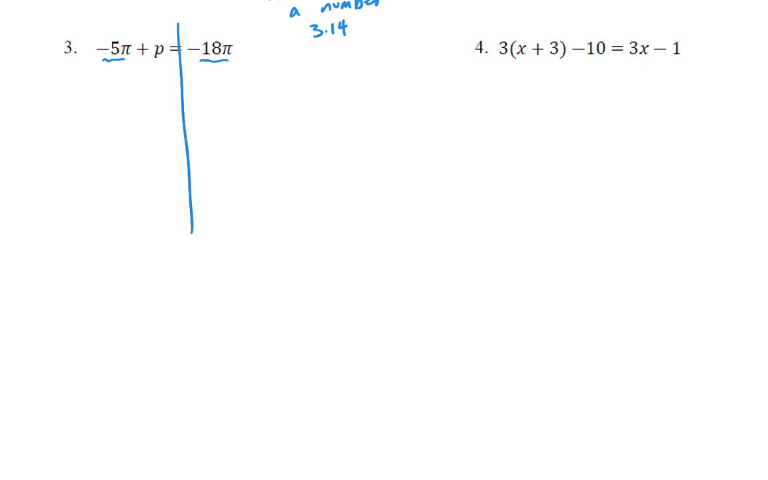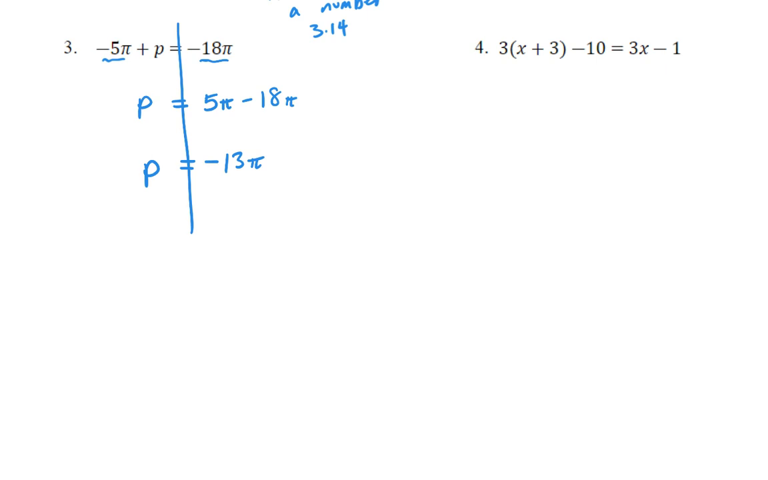So like we do, if I want to move that minus 5 pi to the other side, it's going to be a plus 5 pi. So positive 5 pi. And I already have the minus 18 pi over here. So I have p equals, and 5 pi's minus 18 pi's. So that's going to be 13 pi's, and it's going to be negative. Cool. And that's all we do on that one.